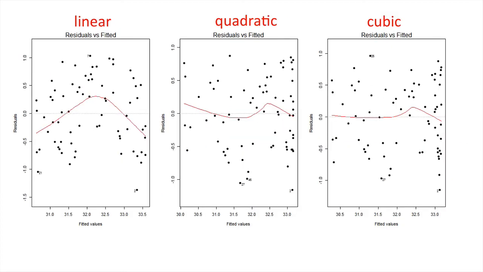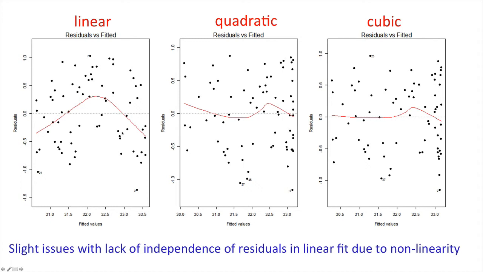What about the residual plots? Looking at the residual plots for those three separate models suggests that there might be a slight issue with that linear relationship that we had assumed. That is because all of these residuals appear negative, most of these appear positive, and here they're somewhat split. So what we have are slight issues with the lack of independence of the residuals in that linear fit due to nonlinearity. But with the quadratic and cubic, the residuals look pretty well distributed. You can't predict the size or sign of any residual by looking at the neighbor residuals.